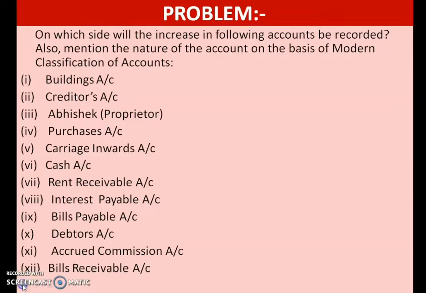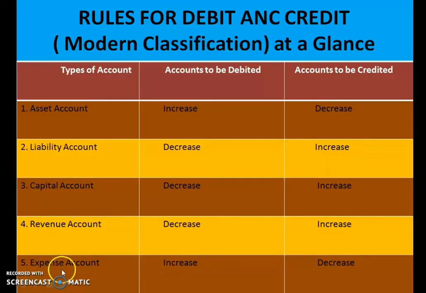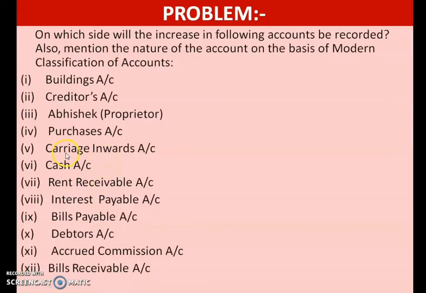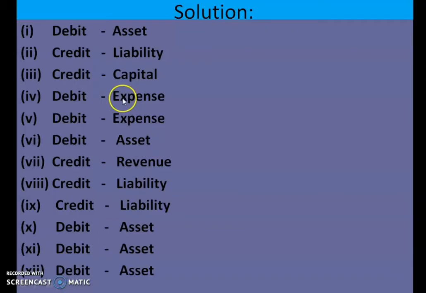Okay, now the next question is carriage inward. Carriage inward means the goods carrying vehicle. If the vehicle is bringing raw material to the factory, that carriage inward is your expense. So that expense you have to pay. You know that whenever there is an expense and it increases, you are supposed to debit it. So first of all, carriage inward, you have to write it as an expense. The fifth item is your expense, and if it increases, you have to debit it.